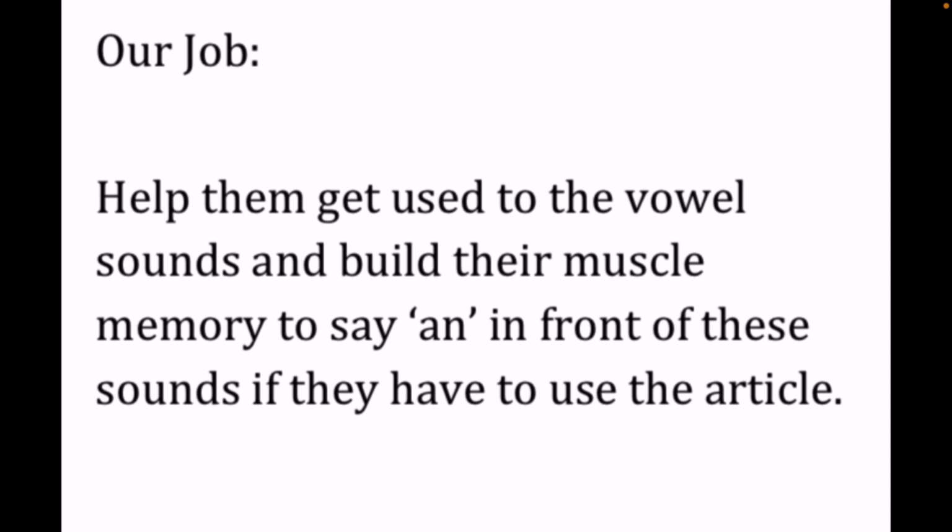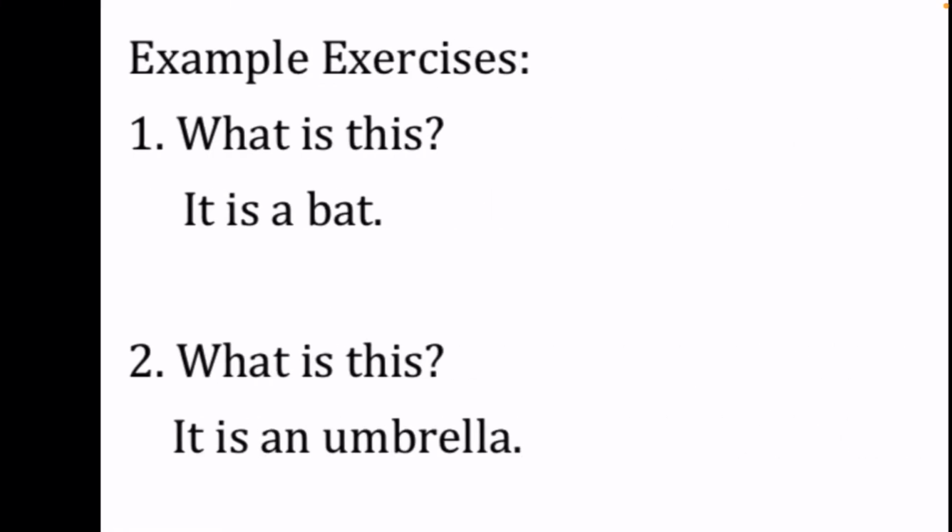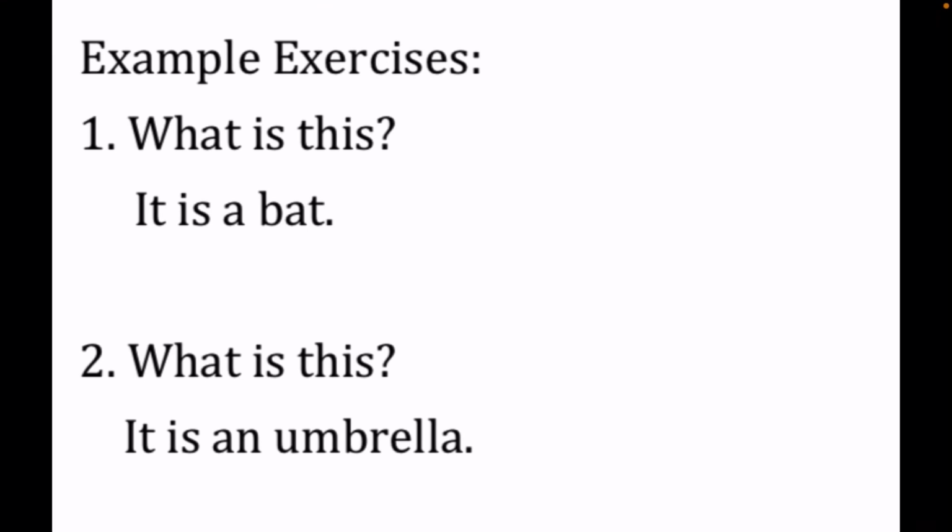So this is one way that you can do it with them. You can show them pictures. In this video, I've shown very basic pictures, but you can find child-friendly pictures according to their age. So let's see how we can do it. First of all, we can ask them the question, what is this? And they can answer, it is a bat. Then, what is this? It is an umbrella. So you can select child-friendly pictures when you are doing the exercise, but I'll show you how to do the exercise now. This is example exercise number 1.